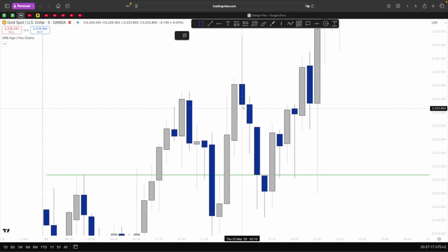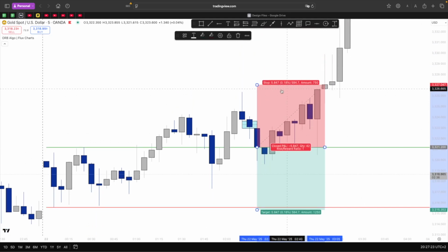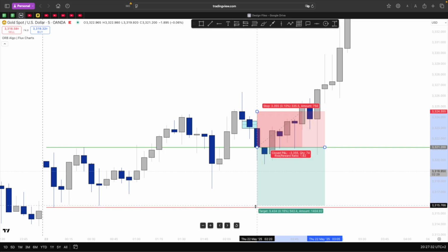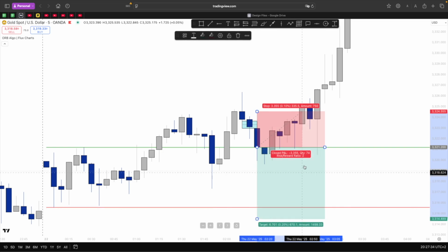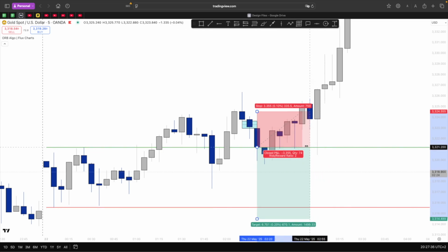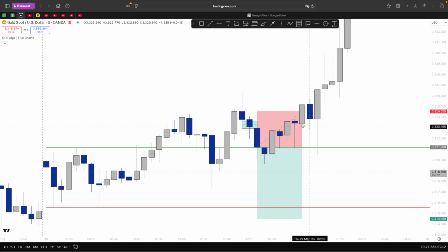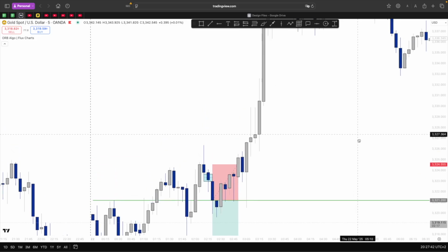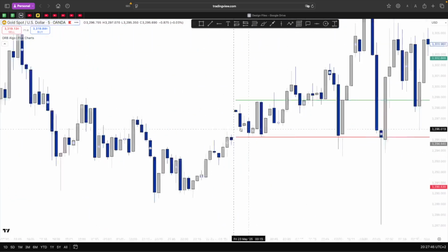Here we have our first fair value gap. You're going to enter on the closure of the third one, put your stops right over here at the body of the opening price of the first candle, and target a 1 to 2. And as you can see clearly, we got stopped out right over here. So this was a losing day. Let's go to the next day.